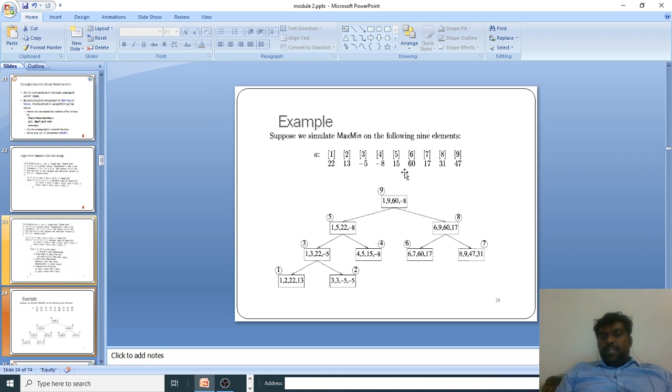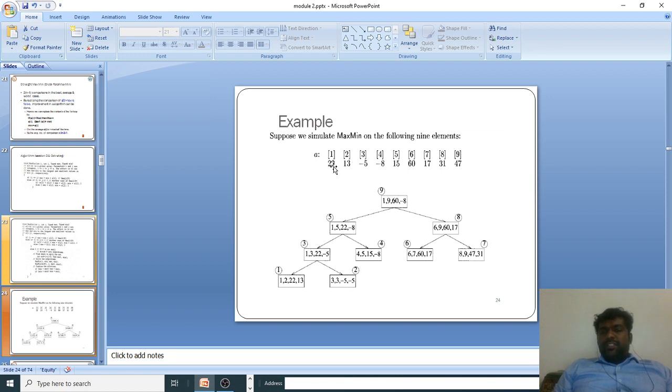Now, from 6 to 9, which is the maximum and which is the minimum? Maximum is 60, minimum is 17. On the left hand side, which is the maximum and which is the minimum? 22 is the maximum, minus 8 is the minimum. But still we are not yet done here. Again, you divide that. It is (1 plus 5) by 2, which is 3. So 3 will be the mid. So 1 to 3.